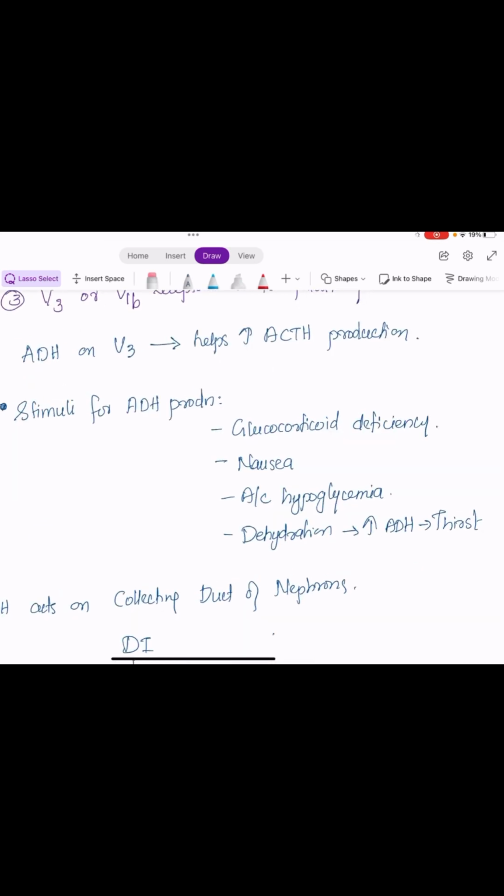What are the stimuli for ADH production? Glucocorticoid deficiency, nausea, acute hypoglycemia, and dehydration. When a patient is dehydrated, ADH level increases and the patient feels thirst.